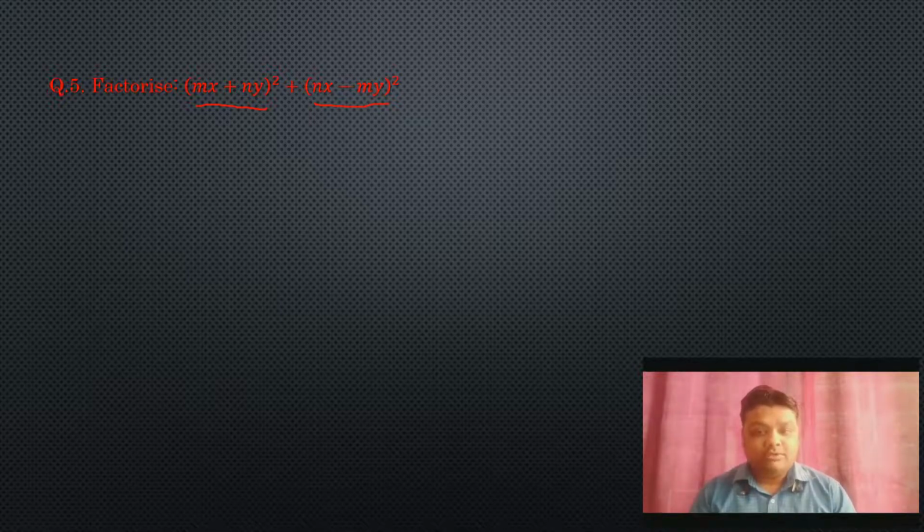So here you can see if we take mx plus 9y all together, then we can say mx plus 9y is a, okay, and nx minus my we can say is b, okay, then a square plus b square. It is not based on a square minus b square. It is not based on this. Okay students, it means if it were minus, then in this case we could apply this identity. It means we cannot apply this identity. So what identity can we apply here?